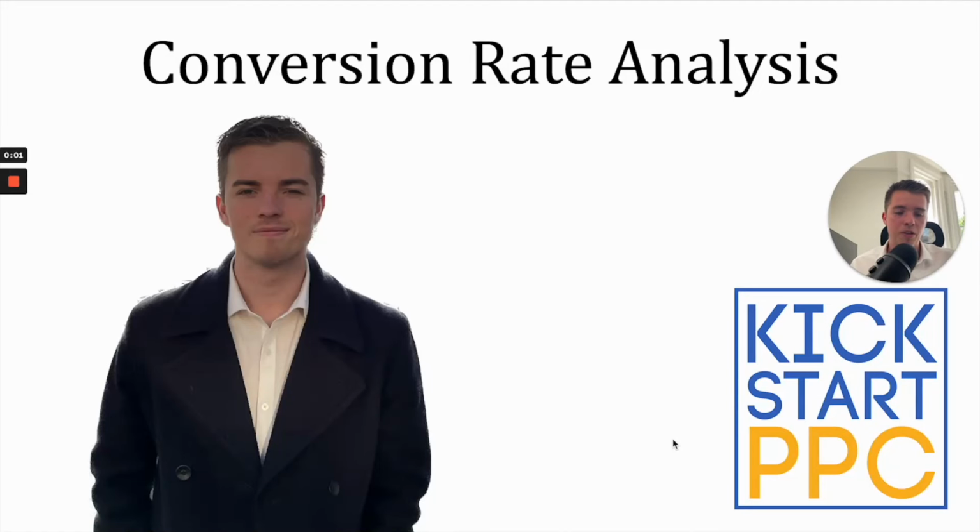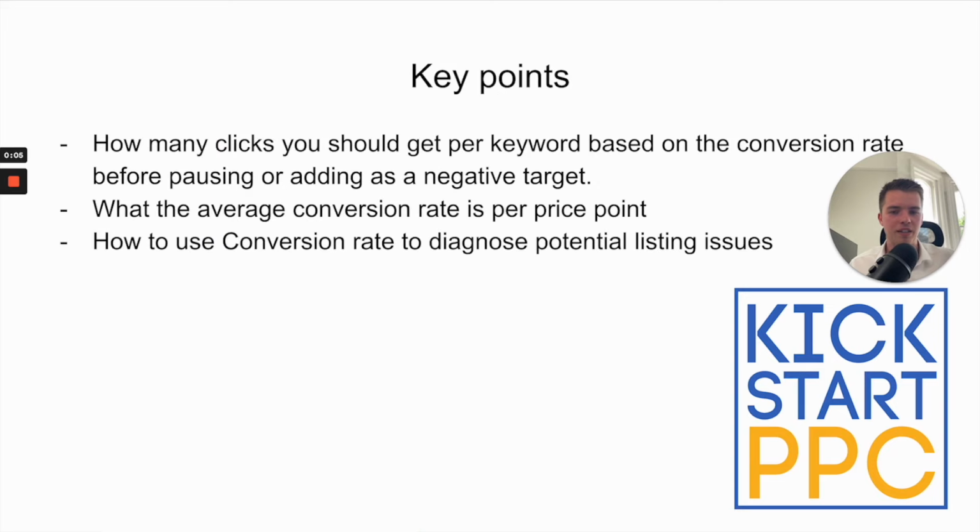So today we're going to be going over a number of points. First things first, we're going to be going over how many clicks you should get per keyword based on the conversion rate before adding as a negative target or pausing it. Next, we're going to go over the average conversion rate per price point and how to diagnose listing issues based on the conversion rate. So pretty important stuff for you to know about when running your Amazon business.